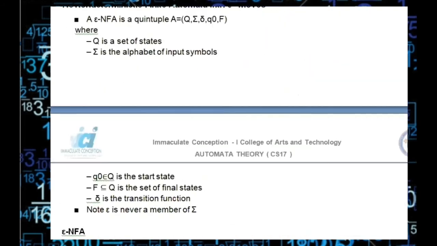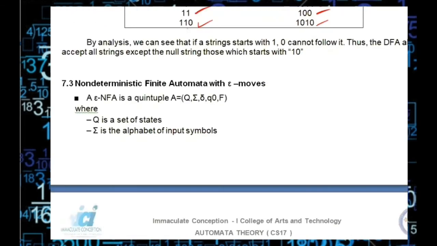Next. Non-deterministic finite automata with E moves. Always remember that an NFA with E only has E moves or null moves. So an epsilon NFA is a quintuple wherein we have 5 symbols: Q, sigma, delta, Q0 and F.